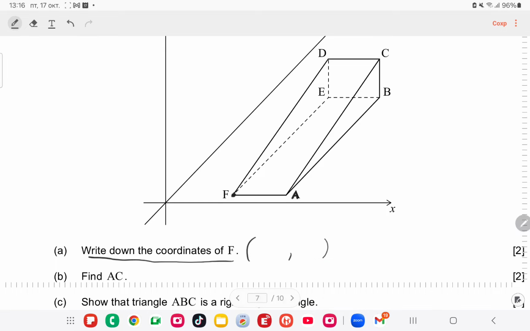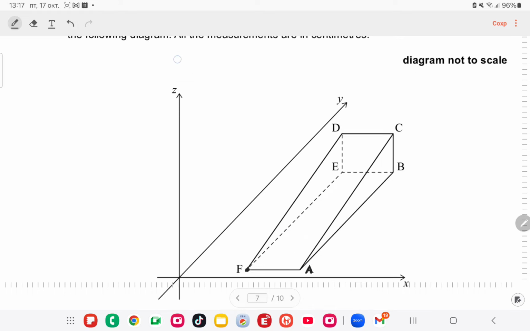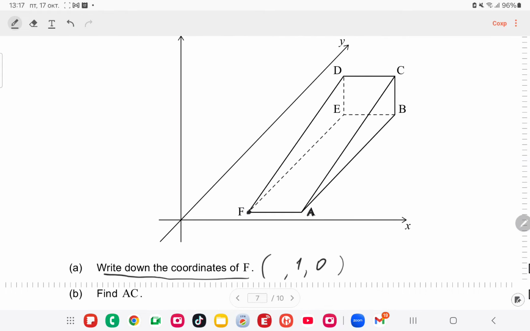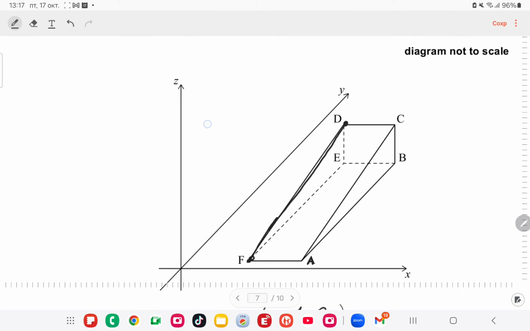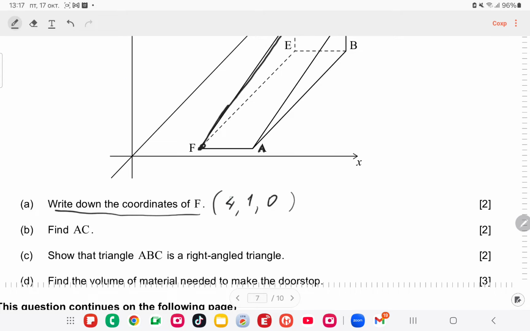So the y and z coordinates are the same as the coordinates of A, 1 and 0. So 1 and 0 here. And let's find out the x coordinate. Since D is given, the x coordinate of F will be the same as the x coordinate of D. So we take the x coordinate of D, 4, and plug it in for point F. So point F has coordinates 4, 1, and 0. Okay, now let's turn to part B.